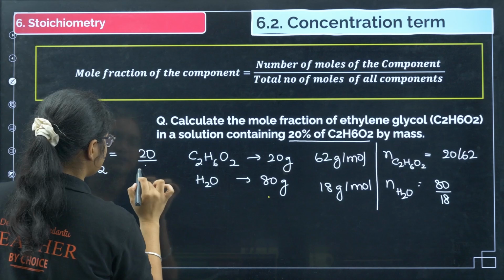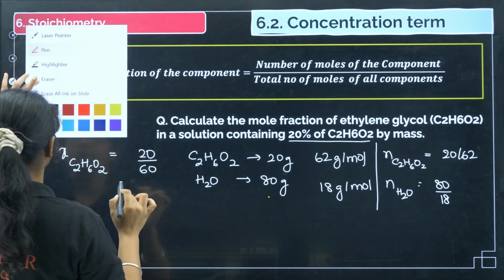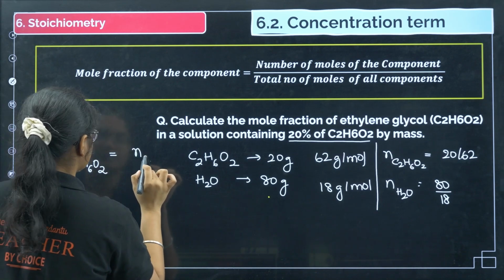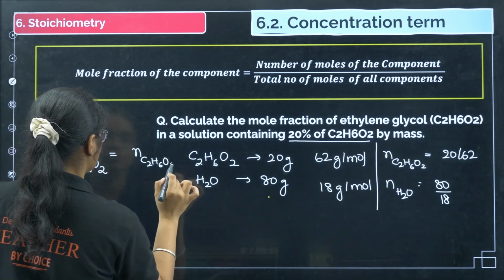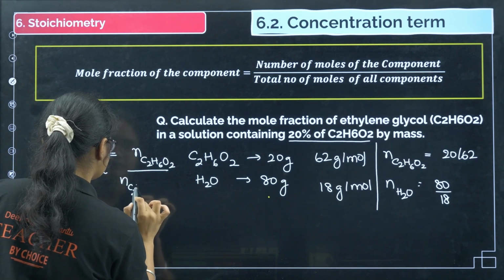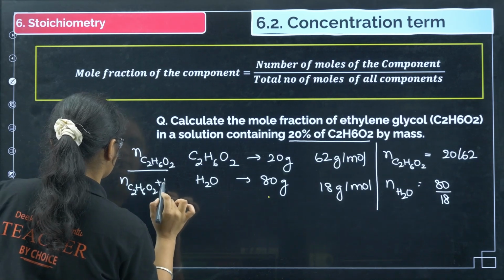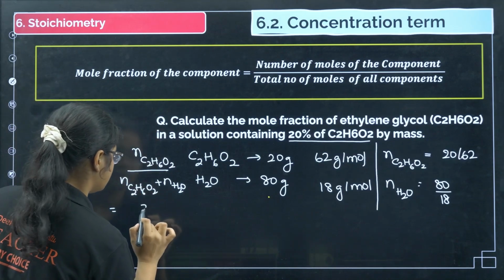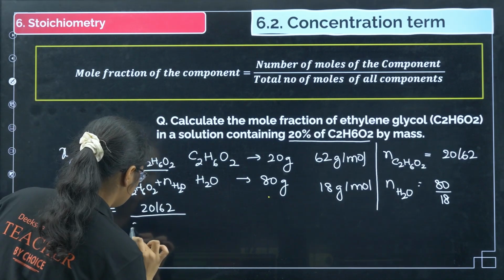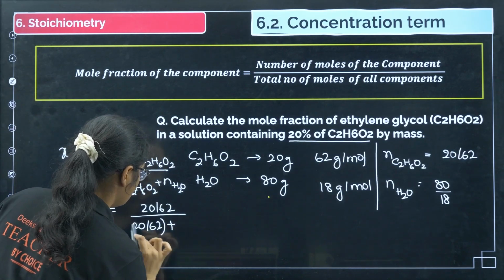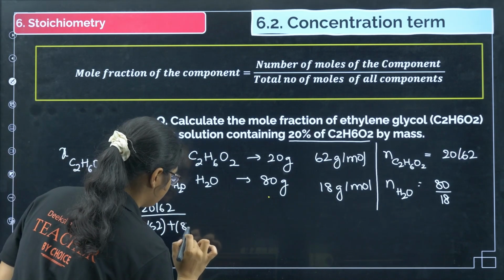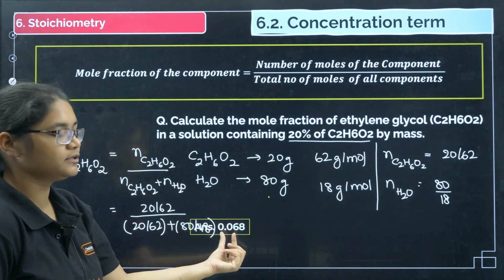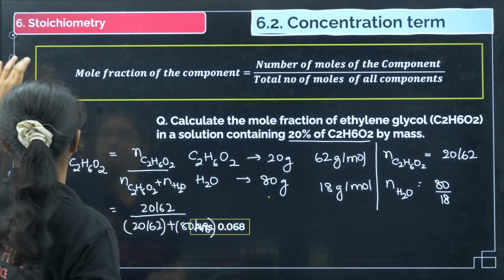Let me write down the formula. Mole fraction of ethylene glycol will be number of moles of C2H6O2 divided by number of moles of C2H6O2 plus number of moles of water. So that will give me 20 by 62 divided by 20 by 62 plus 80 by 18. If I solve this, you can calculate the molar mass, and that will give a mole fraction of 0.068. I'll just tell you the formula.